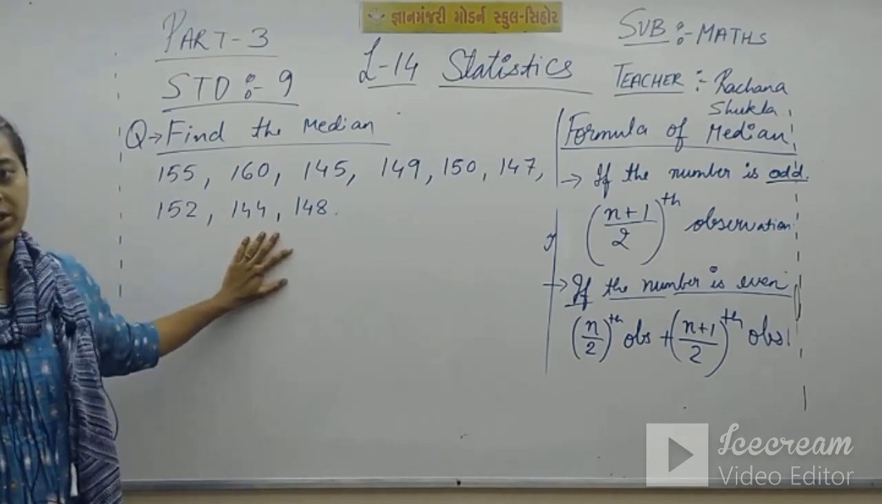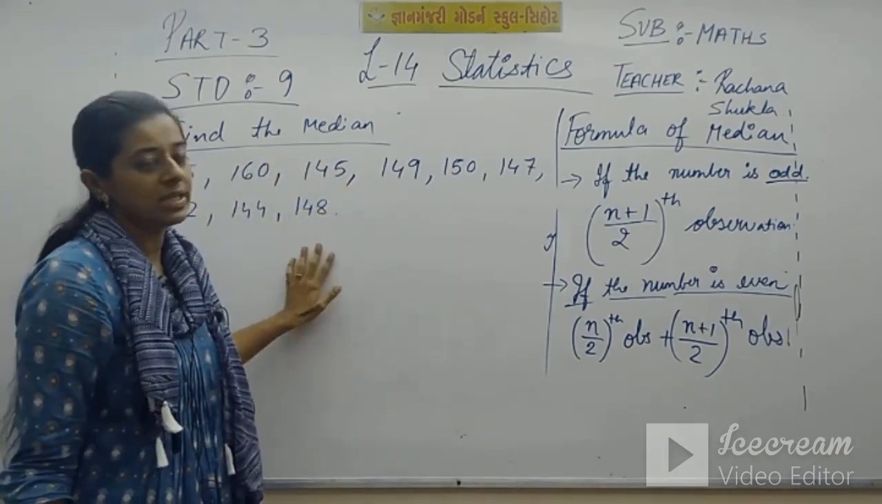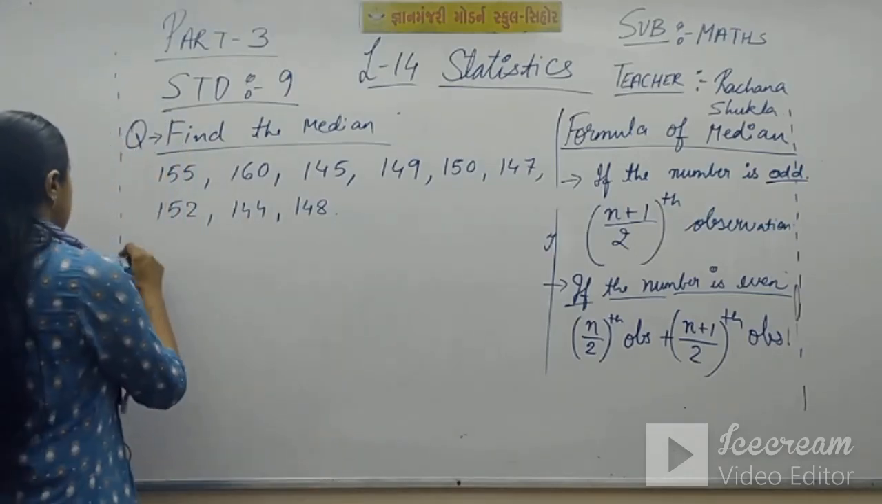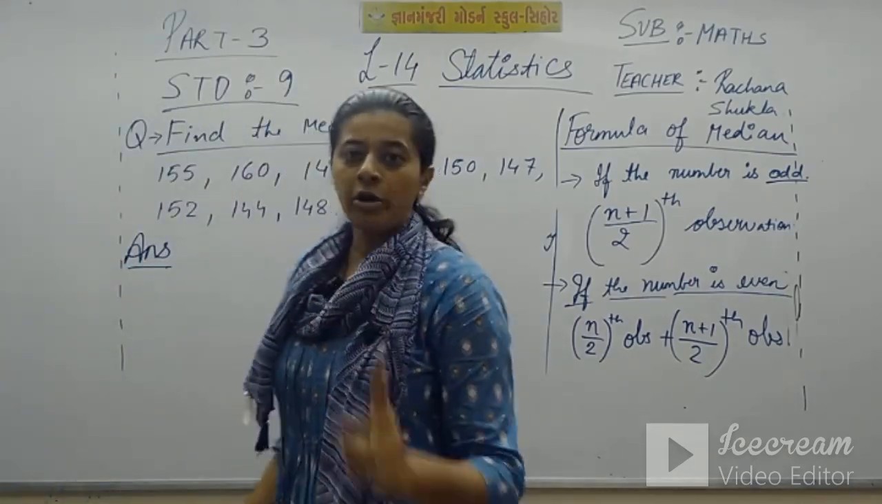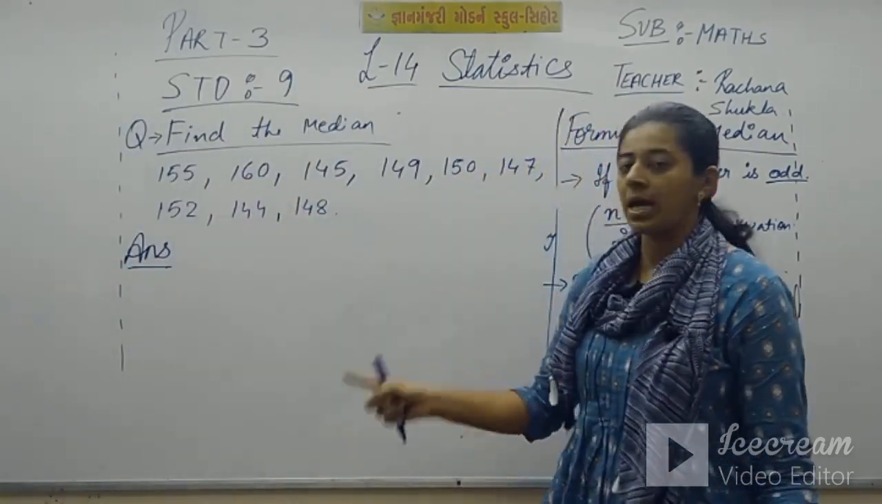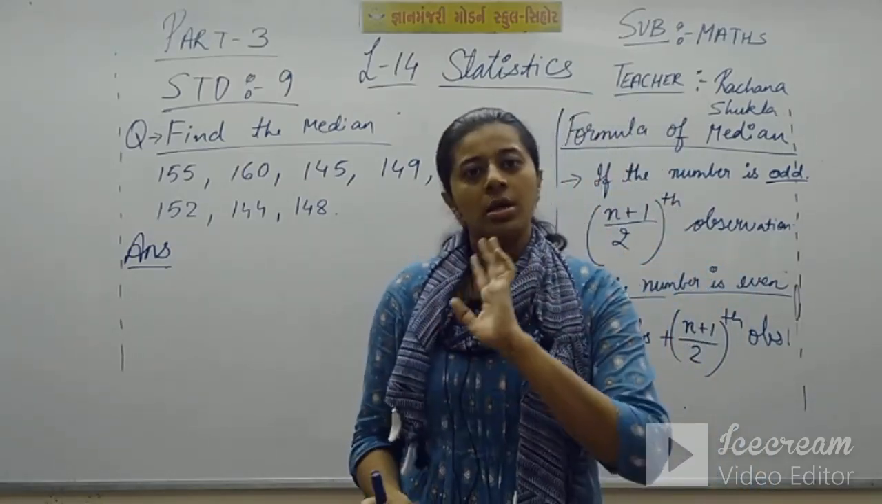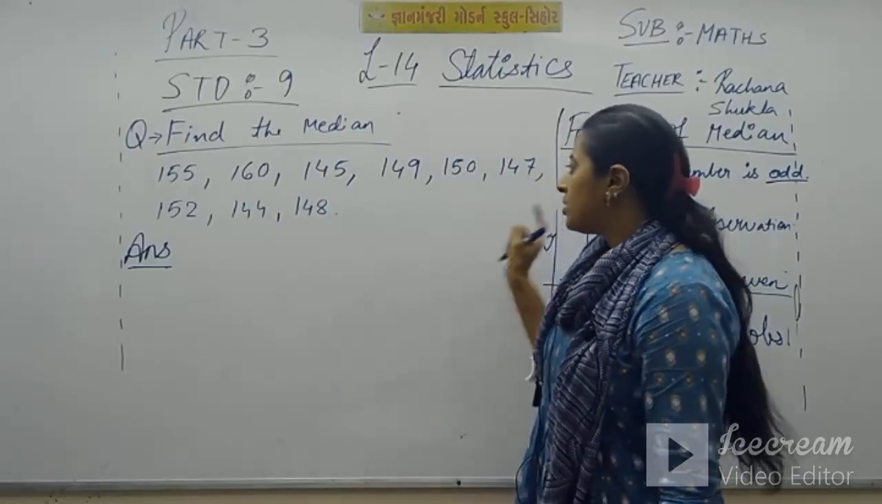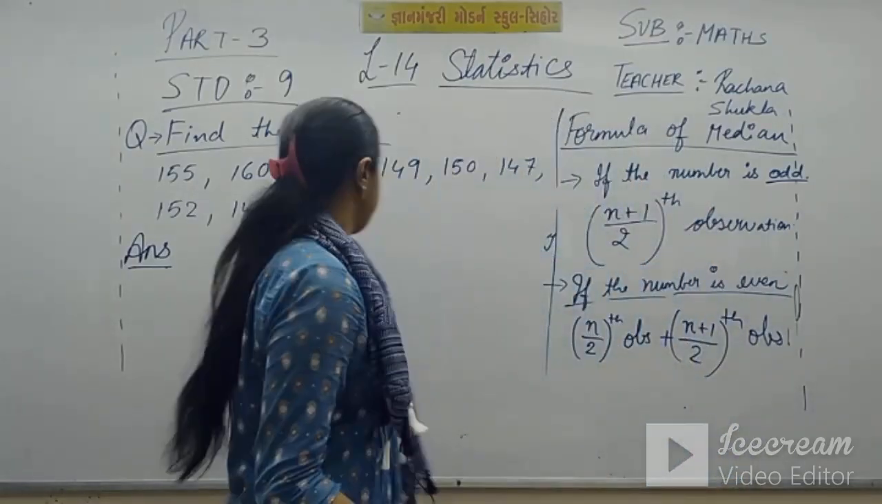This is your question. Find the median. Here the data is given. So your answer will start this way. First of all, for finding the median, you have to arrange the data in ascending order or descending order. Either way will do. I will arrange the data in ascending order.